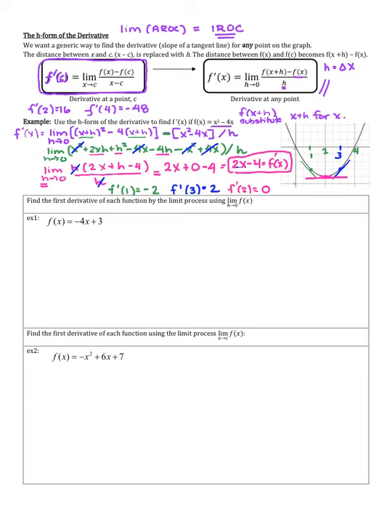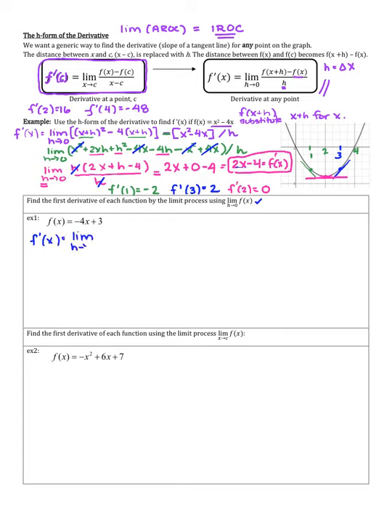Okay, so let's do a few more examples just to get used to this. So we're going to find the first derivative of each function. Next year you'll be finding first and second and third derivatives, but that's all good. So the first derivative, and we're going to use our h form. So this is just a linear equation. Think about a linear equation. What is the slope of a linear equation? Does it ever change? Let's see. So we're going to find f prime of x using the h form.